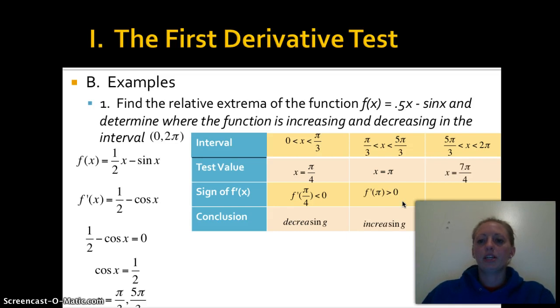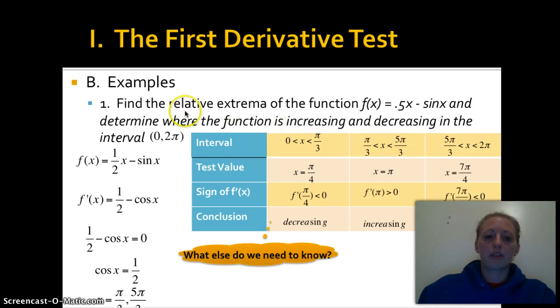And then for my last one, I chose 7 pi over 4. Remember, you could choose any number that's between these two numbers. This is just what I chose. It would make sense to choose easier numbers to work with, things that you know, but it doesn't mean you have to. And this is less than 0, so again it's decreasing, but that's not what we were asked to find.